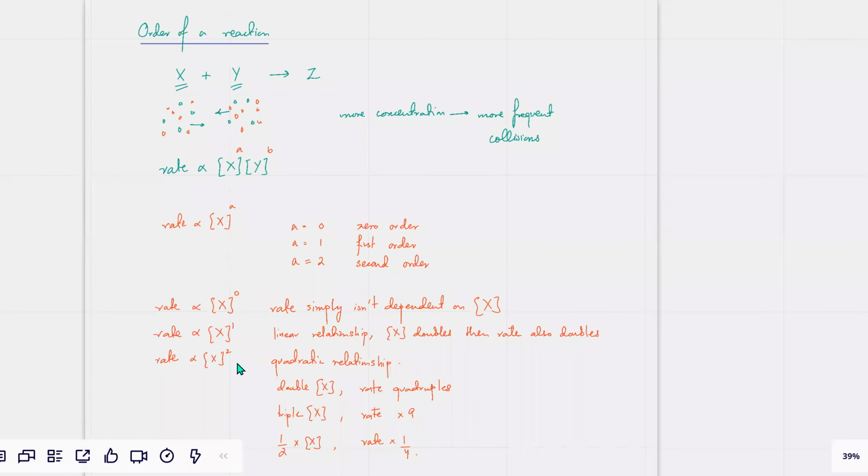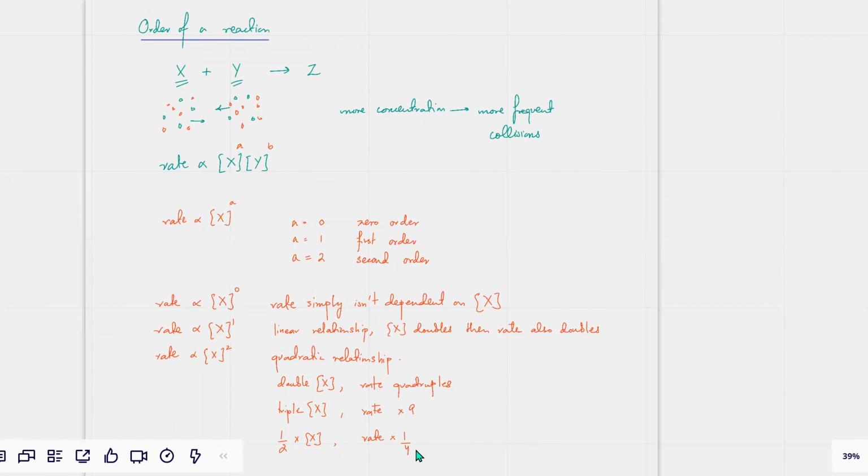So there are three orders. There's order 0, which means that it's not dependent on X. There's order 1, which means that it's directly proportional. You increase concentration, the rate also increases proportionally. And then you've got order 2, which means it's going to be a quadratic relationship: if you double the concentration, the rate quadruples. If you triple the concentration, the rate becomes 9 times. If the concentration becomes half of the original, the rate becomes 1/4.